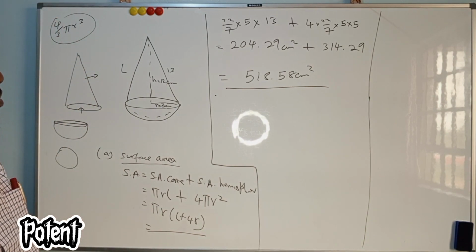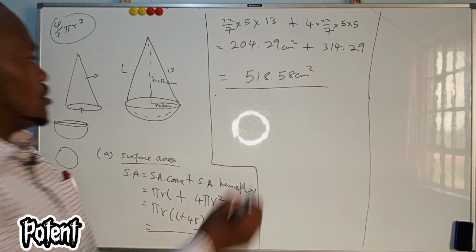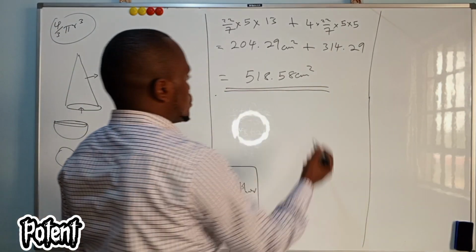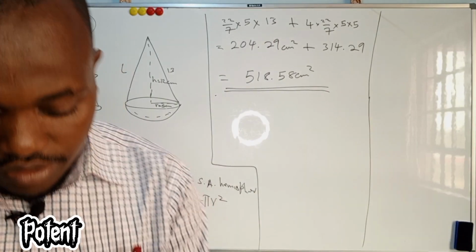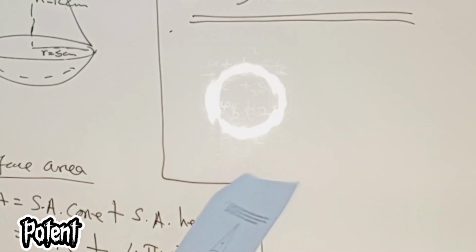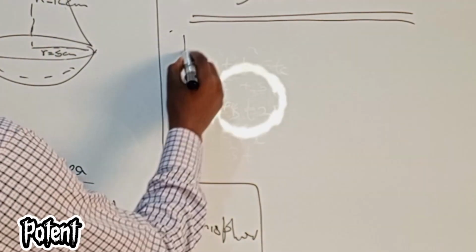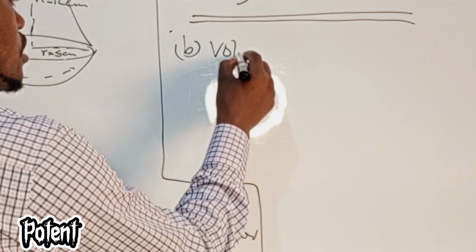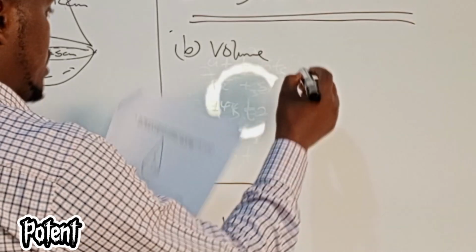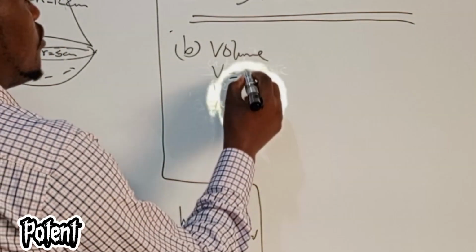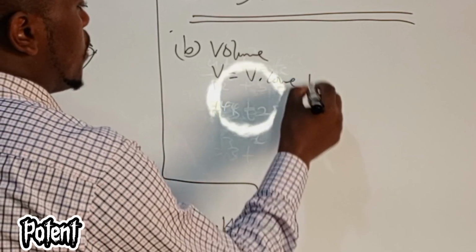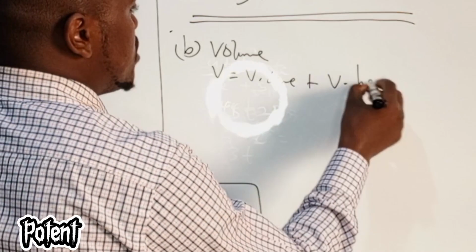Now, if you are going to mark for yourself, let me just first finish, then you are going to mark for yourself. The second part asks the volume. Part B asks for the volume of the solid. Again, volume is equal to volume of the cone plus volume of the hemisphere.